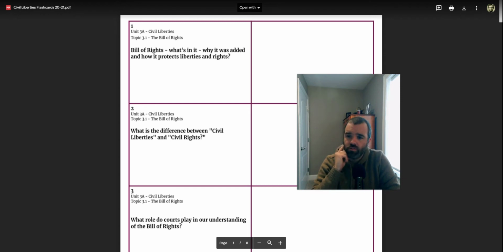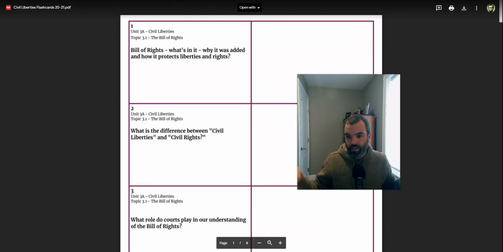All right, so let's start with our flashcards on our unit on civil liberties. We're going to do this rapid fire. It's not the only things you need to know for the unit, and there's quite a bit in this unit, so just a quick overview of each of the flashcards. Let's get started. The first one, the Bill of Rights.